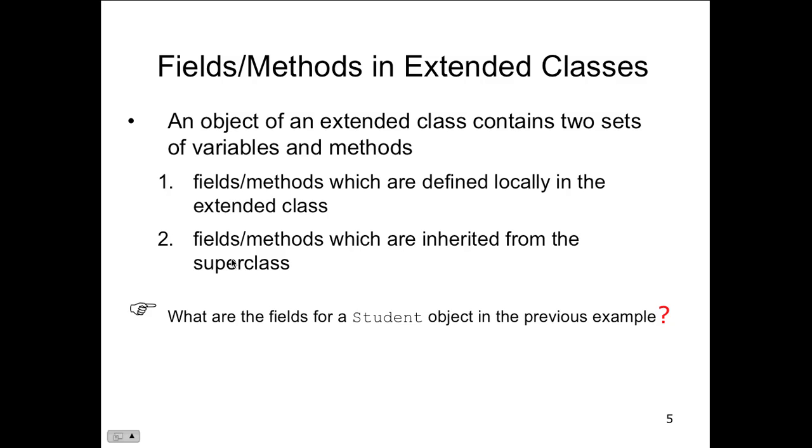Fields and methods which are defined locally in the extended class. Fields and methods that are inherited from the superclass. What are the fields for the student object in this previous example? It's everything. Everything from student and everything from person, all combined into one.